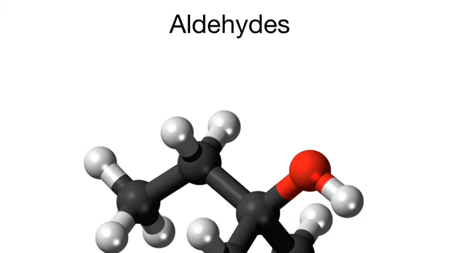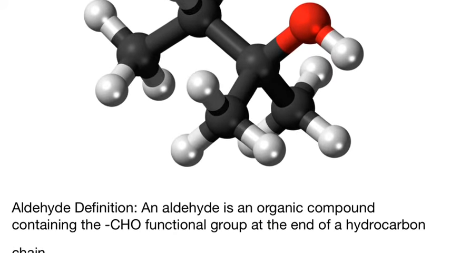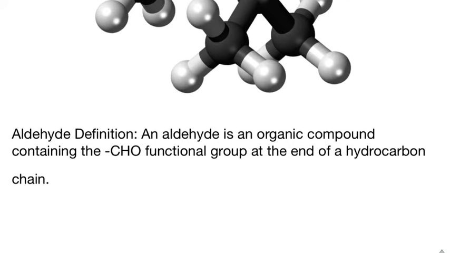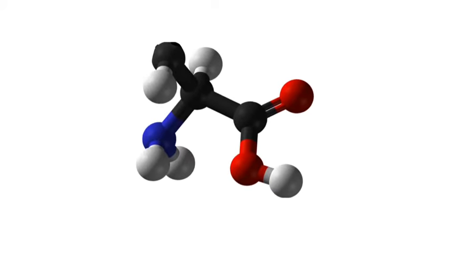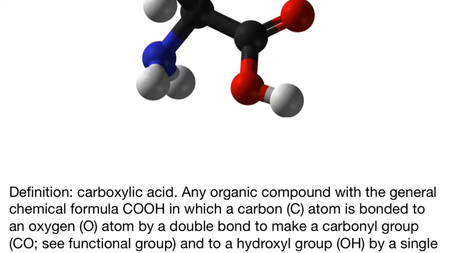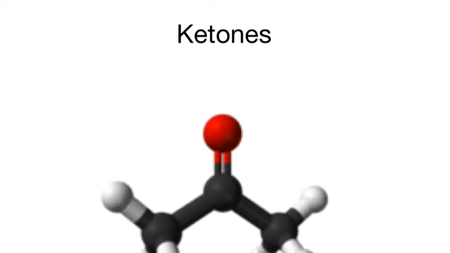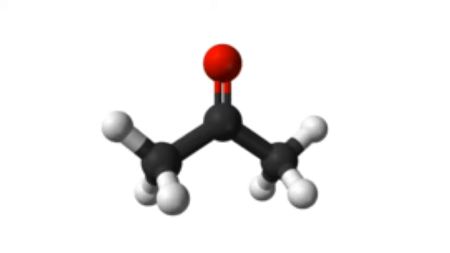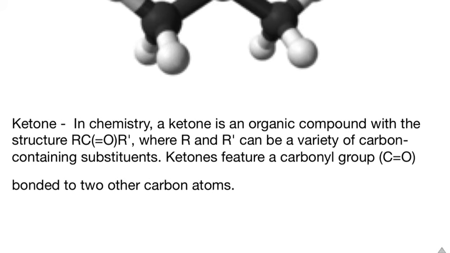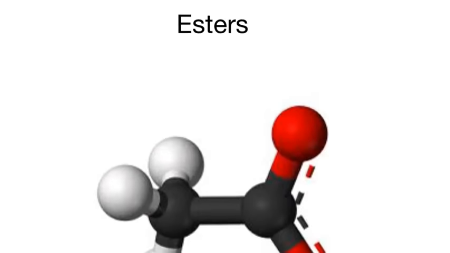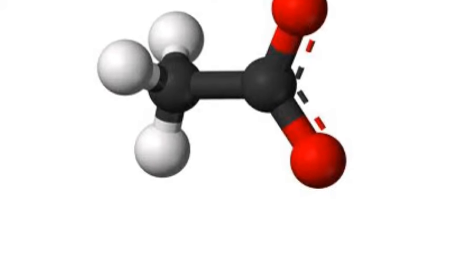Next, we have aldehydes with a diagram again, and here's the definition. After that comes carboxylic acids with another diagram and a definition here. Next, we have ketones with another diagram, and here's the definition of ketones. Next, we have esters with another diagram, and here's a definition of esters.